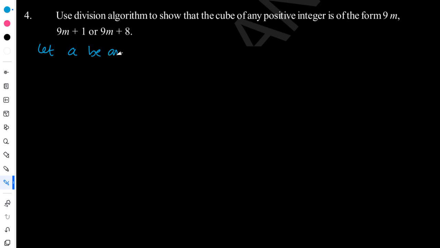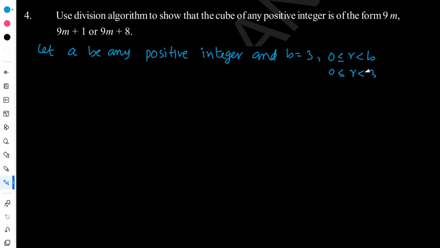Let a be any positive integer and b equals 3. Then 0 is less than or equal to r, which is less than b, that means 0 ≤ r < 3. So by Euclid's division algorithm, a equals bq plus r, that means a equals 3q plus r. Now put r equals 0, then a equals 3q plus 0 equals 3q.